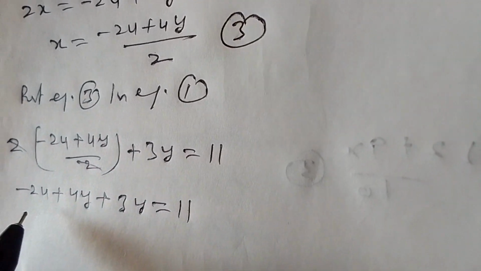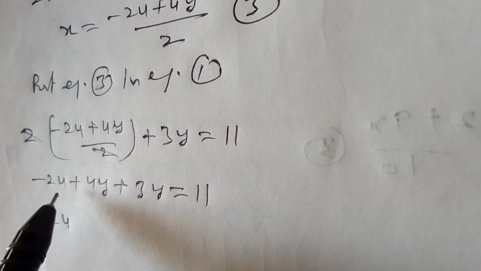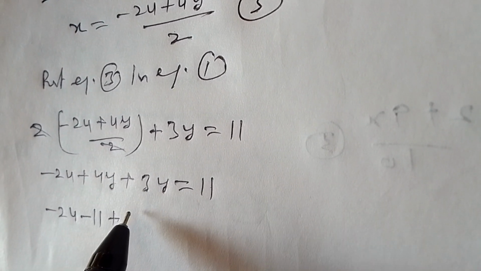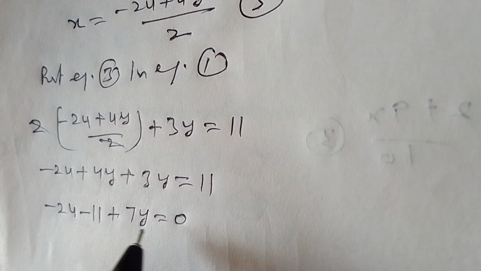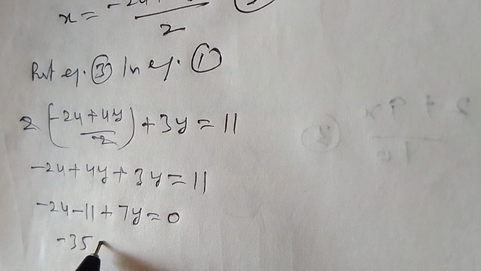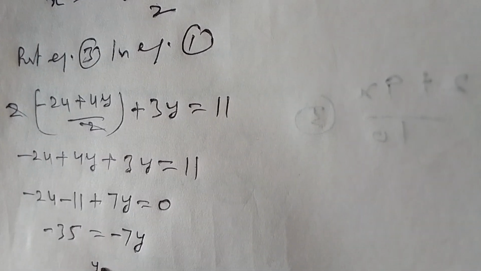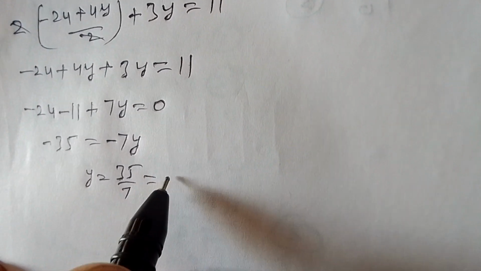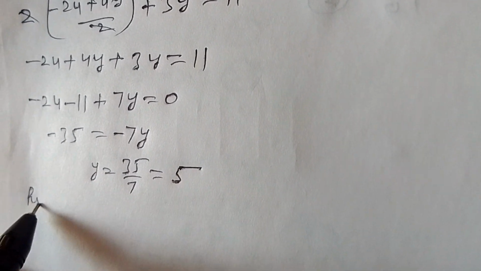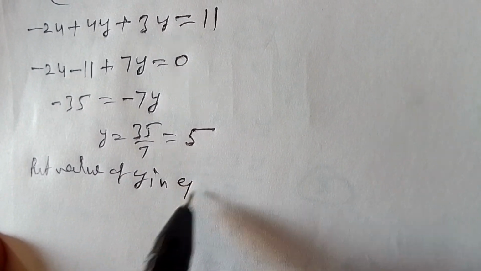So minus 24, 11 when we carry to the other side it will become negative, and 4y plus 3y becomes 7y is equal to 11 plus 24, that is 35. Actually 7y is equal to 35. So y comes out to be 35 divided by 7, which is 5. So we have calculated the value of y as 5. Put the value of y in equation 3.